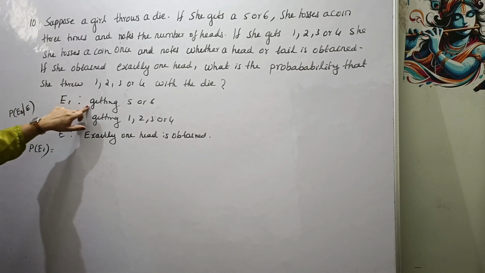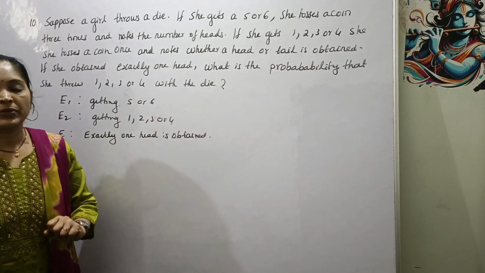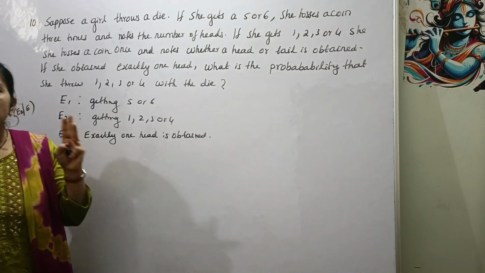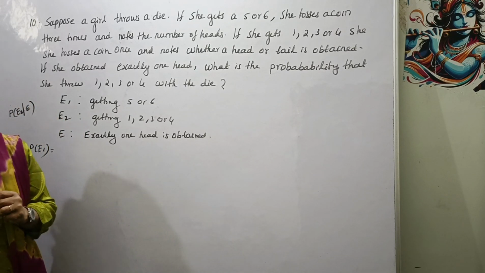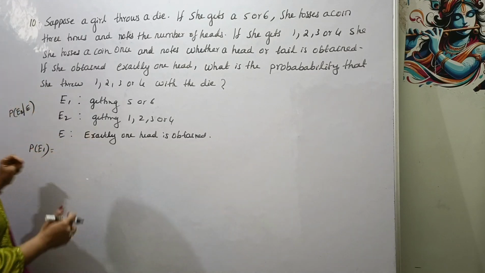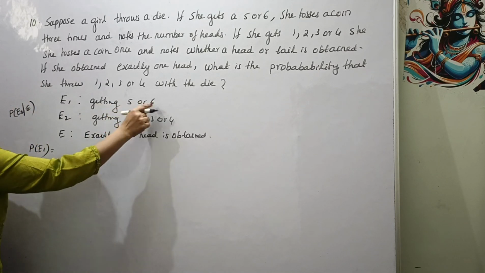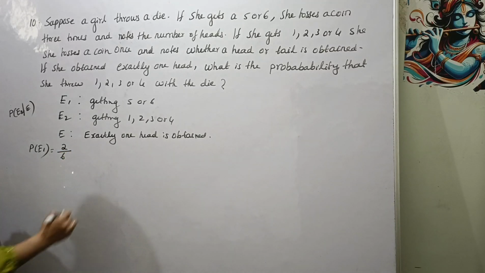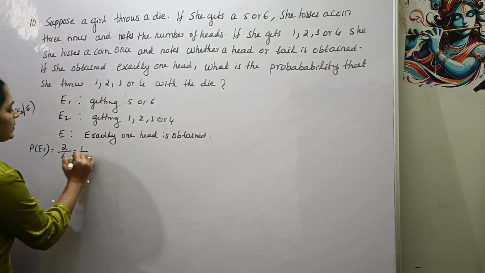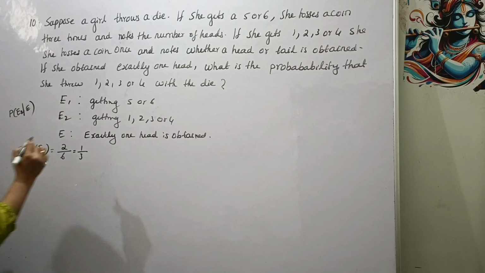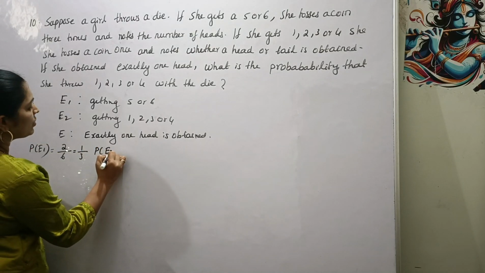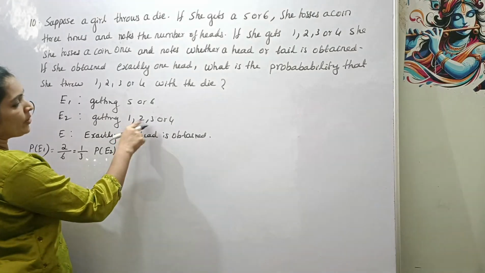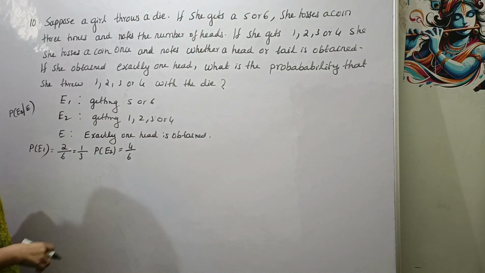Now, what is probability of E1? That is the probability of getting 5 or 6. There are 6 numbers when we throw a die, that is 1, 2, 3, 4, 5 or 6. So out of 6, 5 or 6 is 2, so 2 divided by 6, that is 1 by 3. Now, probability of E2 is equal to 4 divided by 6, since 1, 2, 3, 4 are favourable out of 6.